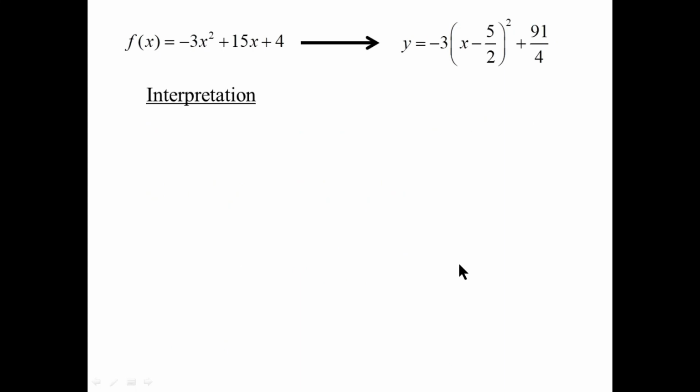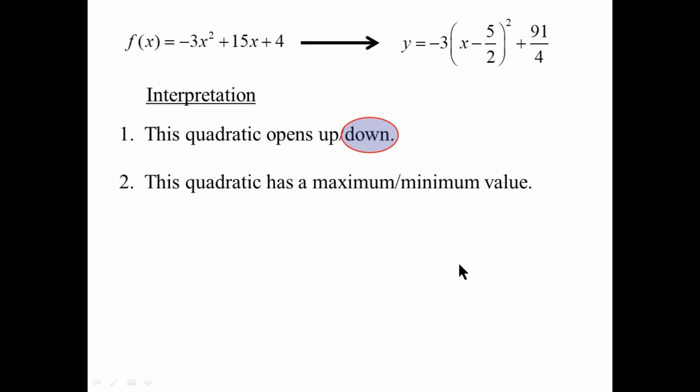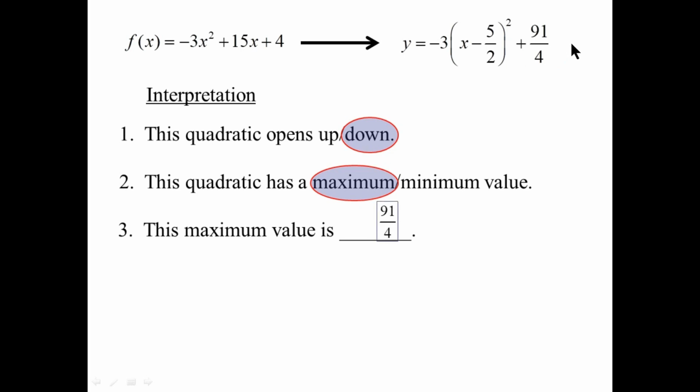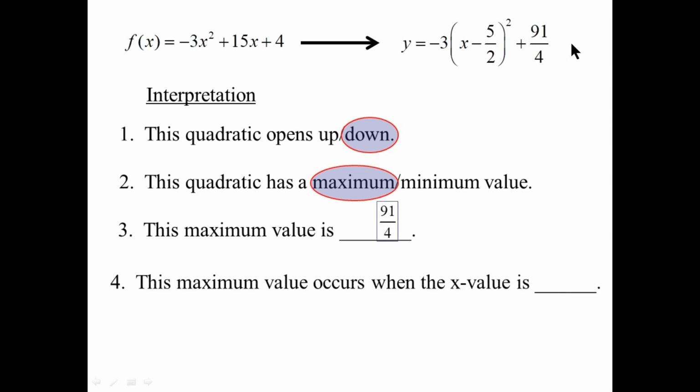Analyzing. Okay, it's a parabola. Does it open up or down? It opens down again because of the negative. It would therefore have a maximum value because it's a parabola that opens down. And this maximum value is the y value on the end, the y value at the vertex, 91 over 4. And this maximum value occurs when the x value is x at the vertex, positive 5 over 2.